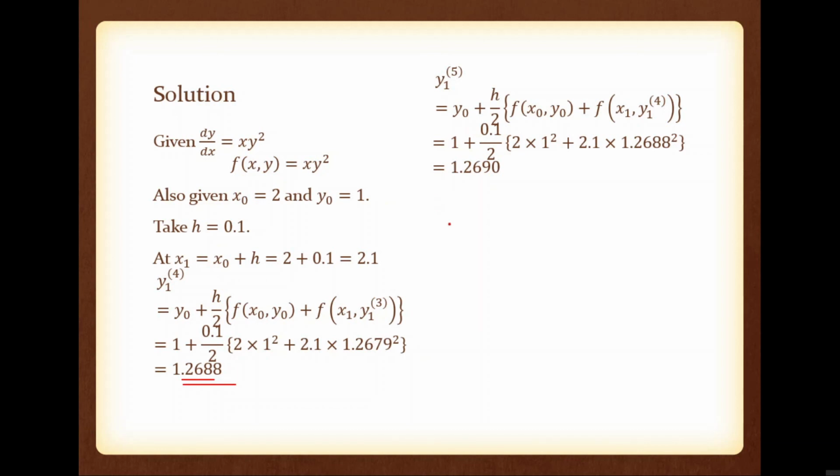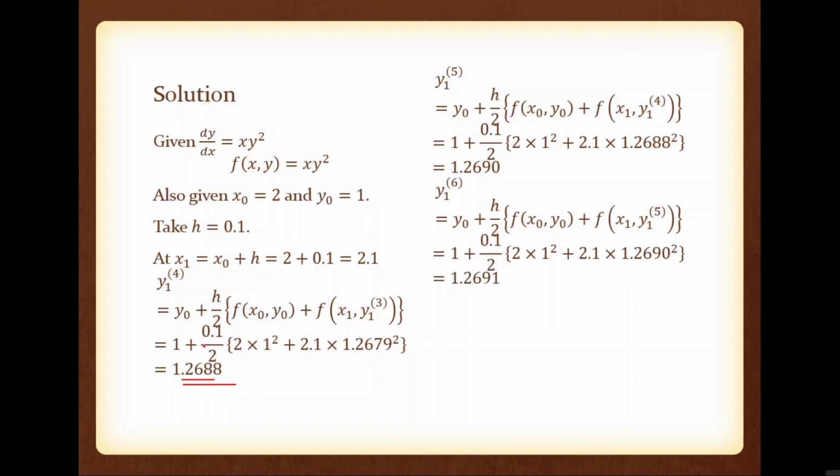So y1 of 6 is equal to y0 plus h by 2 into f of x0 comma y0 plus f of x1 comma y1 of 5. So for you 1.2691, for me also 1.2691. So very close, but that is not equal. So we have to continue.